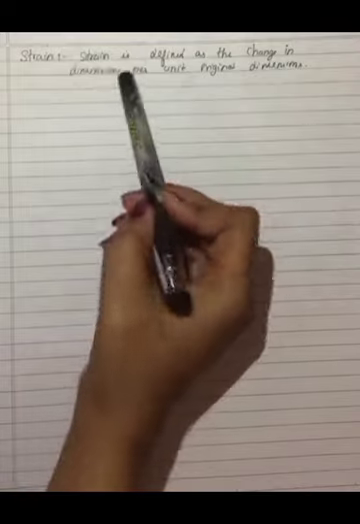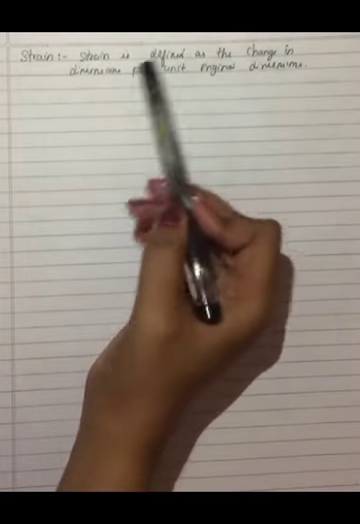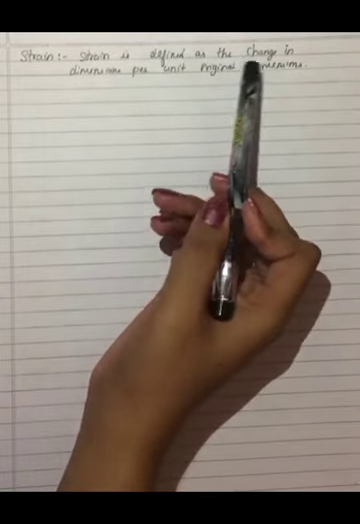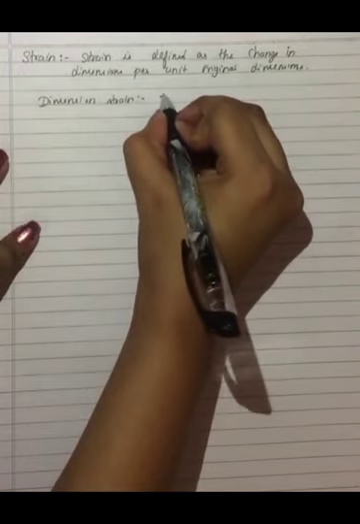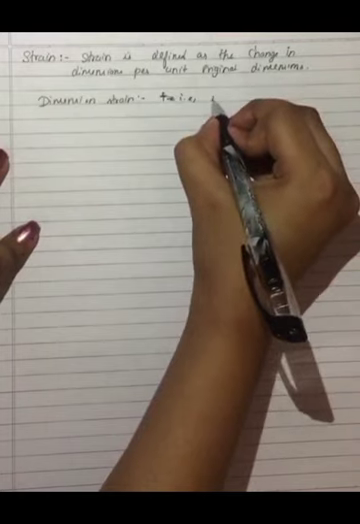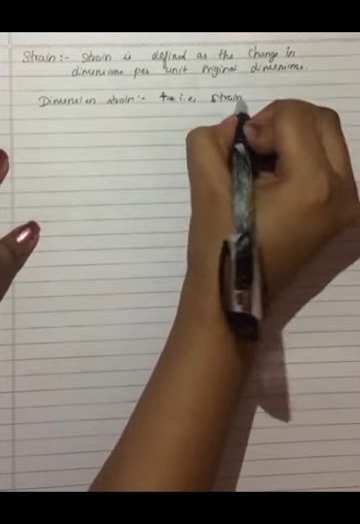Now, strain. What is strain? Strain is defined as the change in dimension per unit original dimension. Now, the dimension of strain: strain is dimensionless.